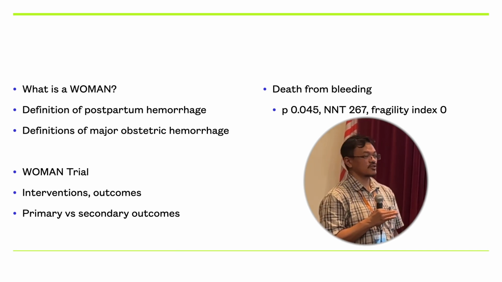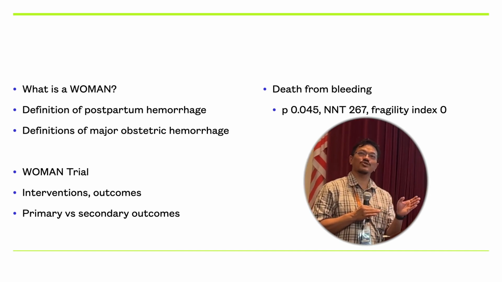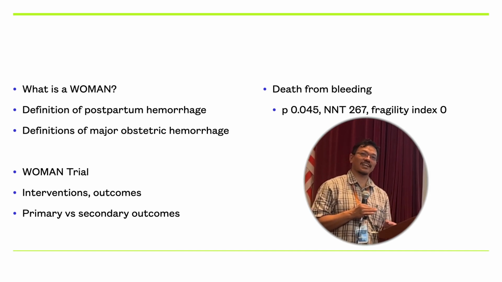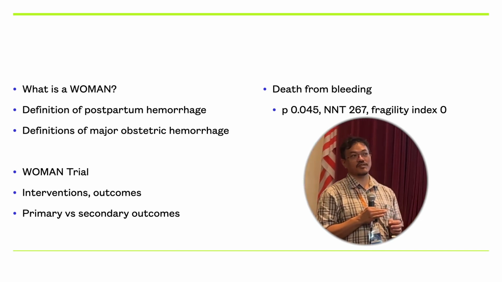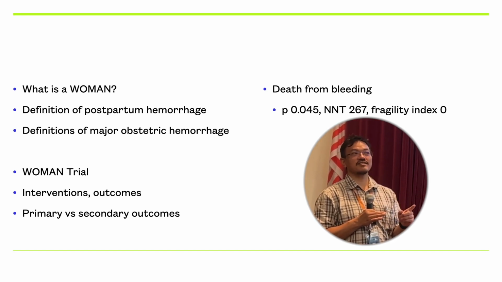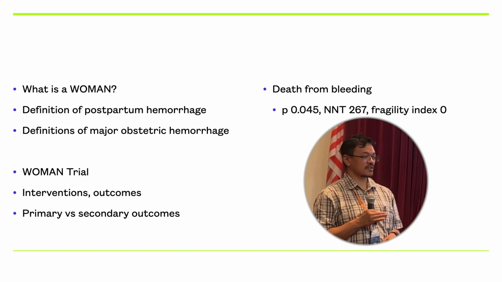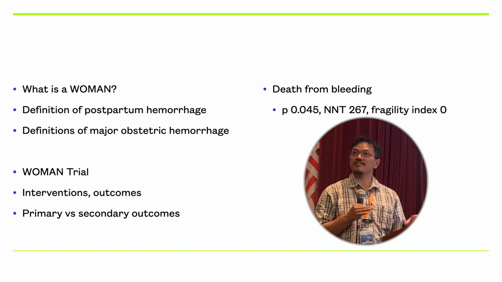Number needed to treat. So in this WOMAN trial, to reduce the loss of one mother's life from obstetric bleeding, from death from bleeding per se, you need to give tranexamic acid to 267 women. Then you save one life. That's a very high number. So that's why they also talk about fragility index. So these are biostatistics topics.